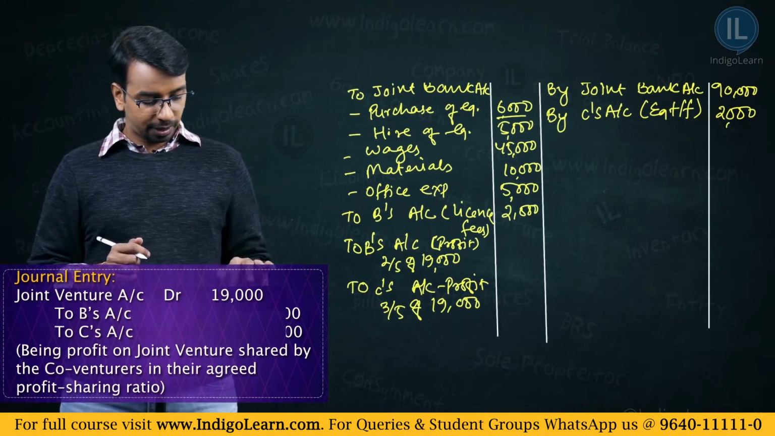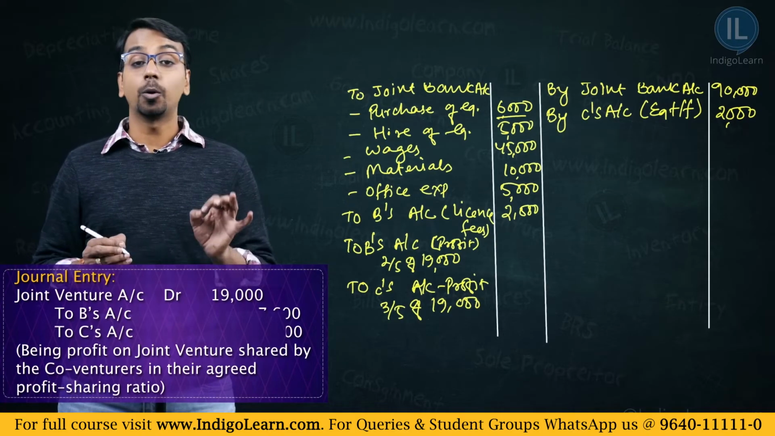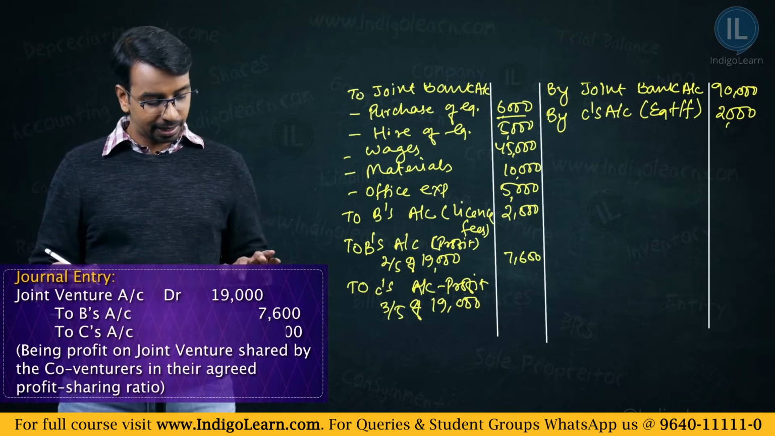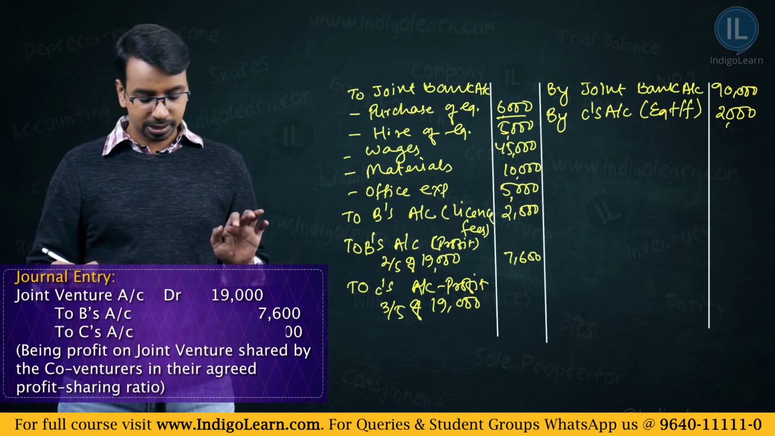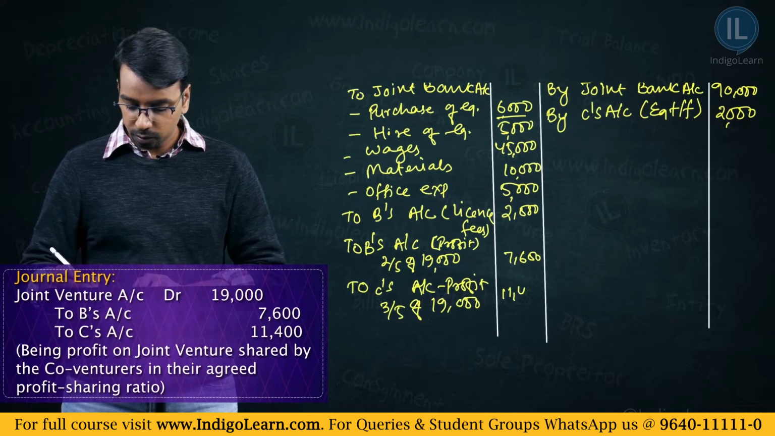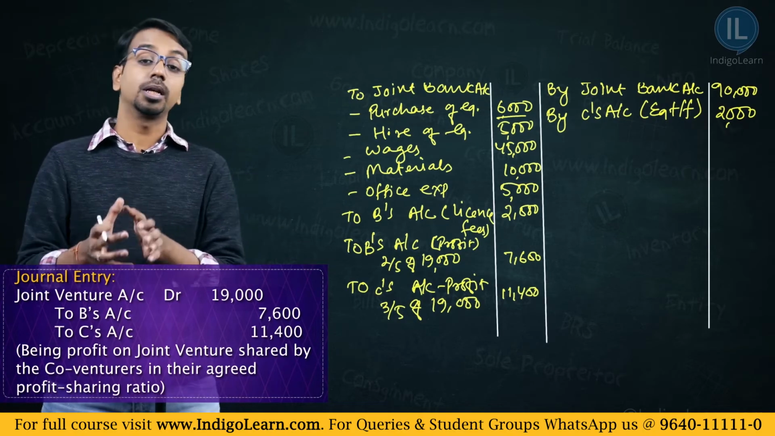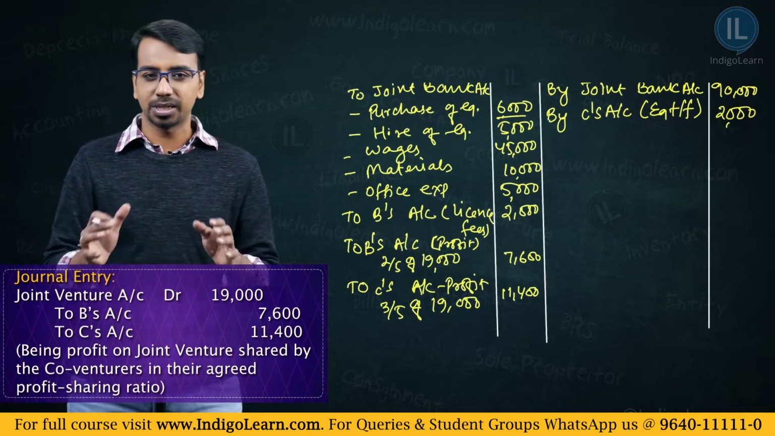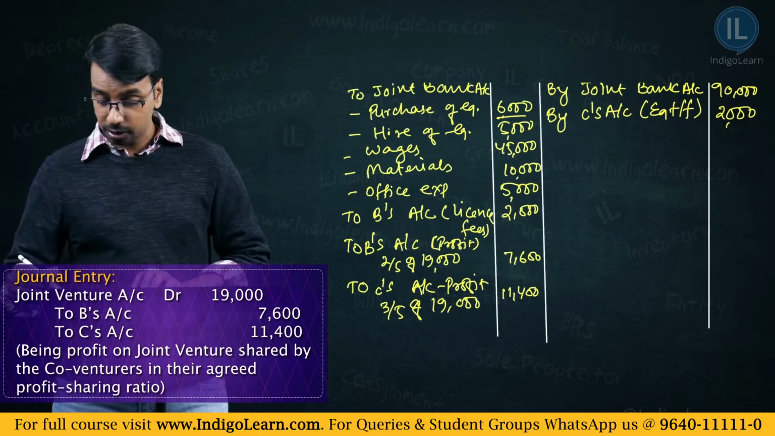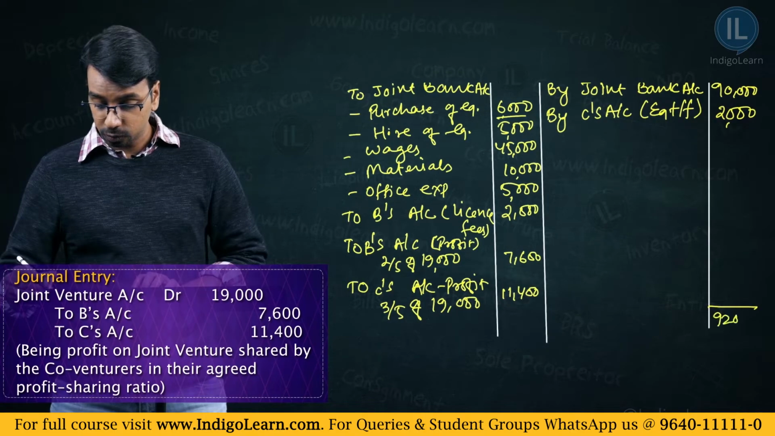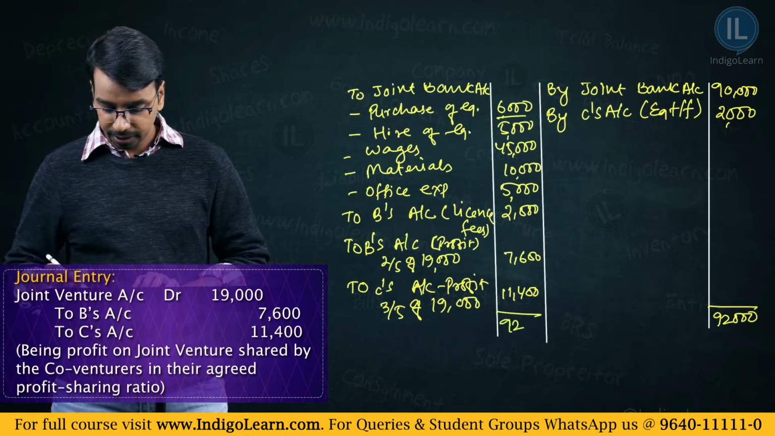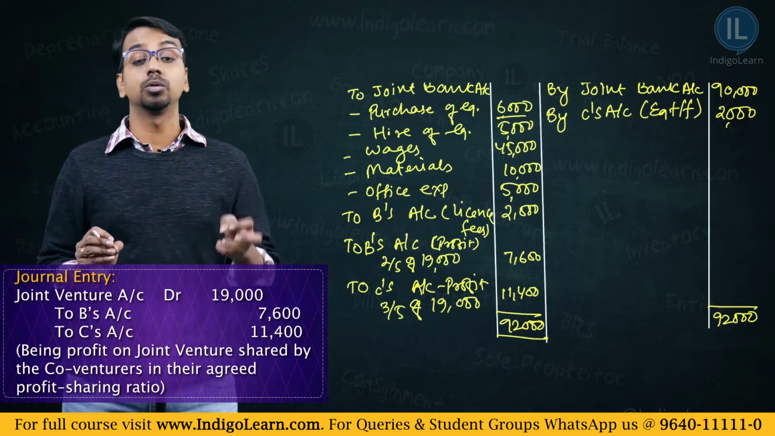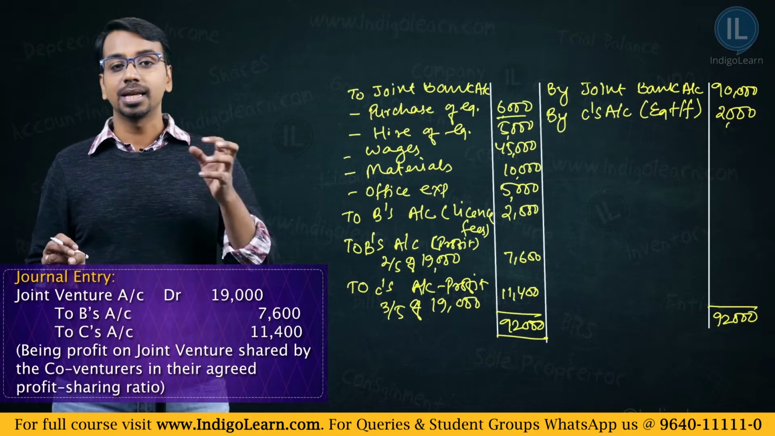Now how much is 2/5 of 19,000? 2 by 5 of 19,000 is 7,600. So this is 7,600 and 3/5 of 19,000 is 11,400. Now these two profits you can put it in the inner column and then put the total 19,000 in outer column. It is just a presentation difference, that does not matter much. Let us close this account, which is 92,000 here and 92,000 here. This is the profit that has been transferred to the respective co-venturers account, right?